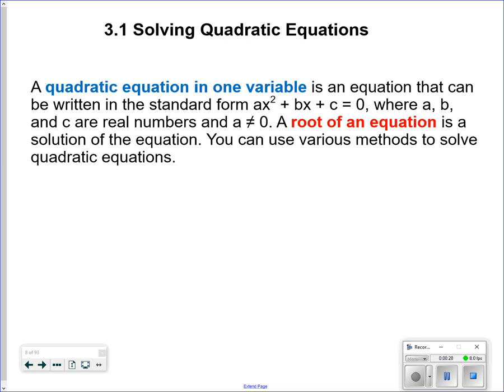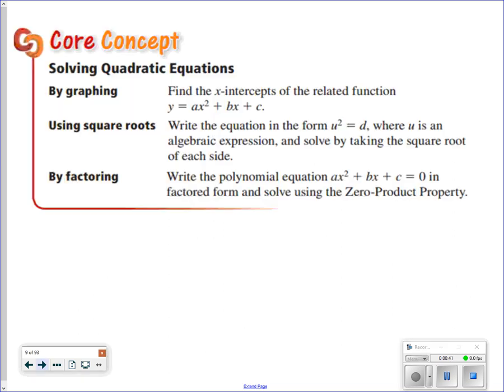You can use various methods to solve a quadratic equation. And again, there's really 5 methods to solving a quadratic. Depending on what the quadratic looks like determines the method you would probably use. All right, so the first one, solve by graphing. You're going to graph and look for the x-intercepts.